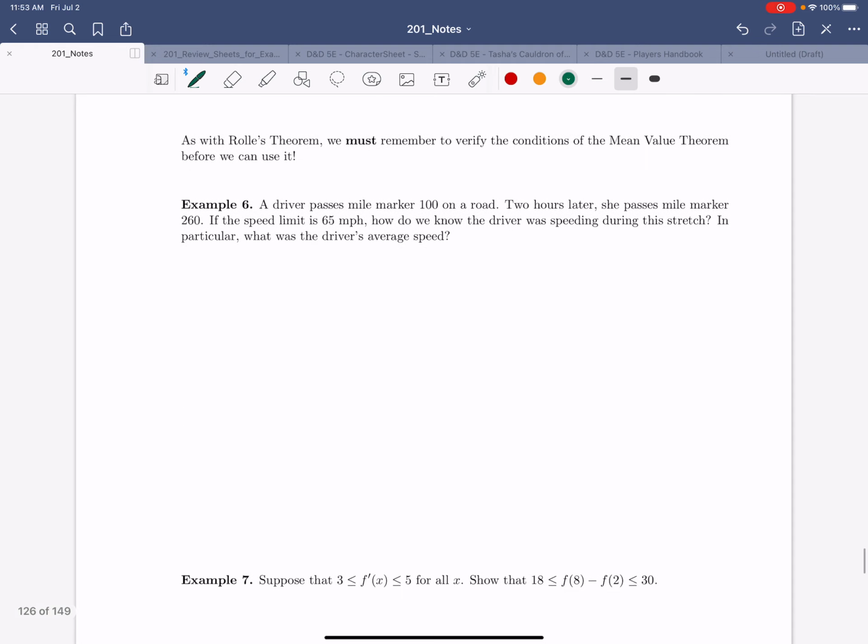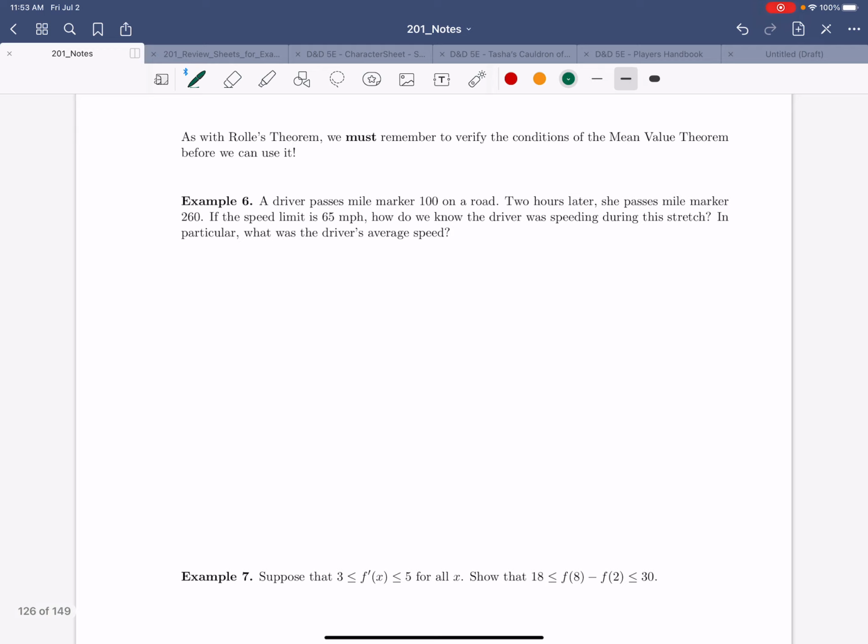So here's a classic little example of the mean value theorem. A driver passes mile marker 100 on a road, right? So they're driving at mile marker 100. 2 hours later, they pass mile marker 260. So I guess they've driven 160 miles altogether in 2 hours. Well, if the speed limit's 65 miles an hour, do we know that the driver was speeding, even if we never actually observed their speed at any given point?